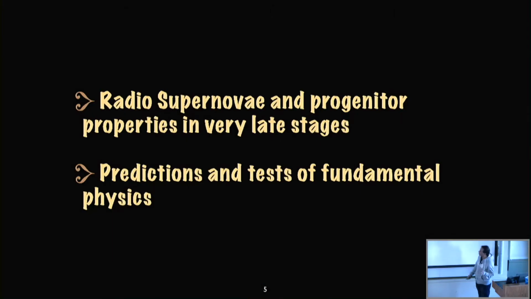So that's a brief introduction. I'll split my talk into 2 aspects with that motivation. One is, what do the radio observations of supernovae tell us about the progenitor properties, what kind of star exploded, and how can we use that to make new predictions about different phenomena or to understand fundamental physics.